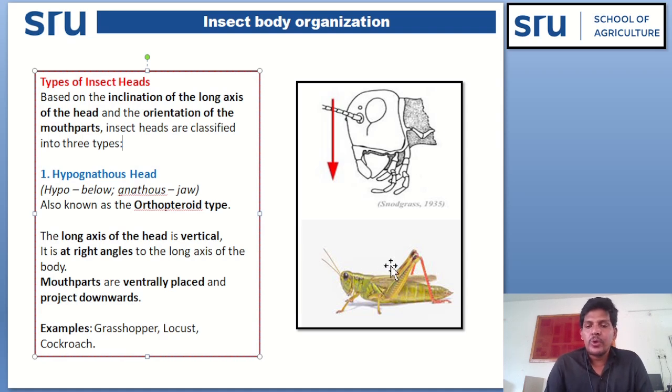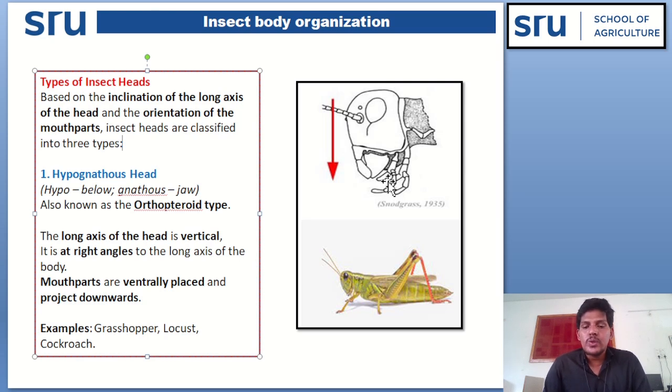The first is the hypognathous head. Hypo means below, gnatha means jaw. Here the long axis of the head is vertical and at a right angle to the long axis of the insect body, and the mouth parts are ventrally placed and projected downward. See here. This type of head is known as a hypognathous head.